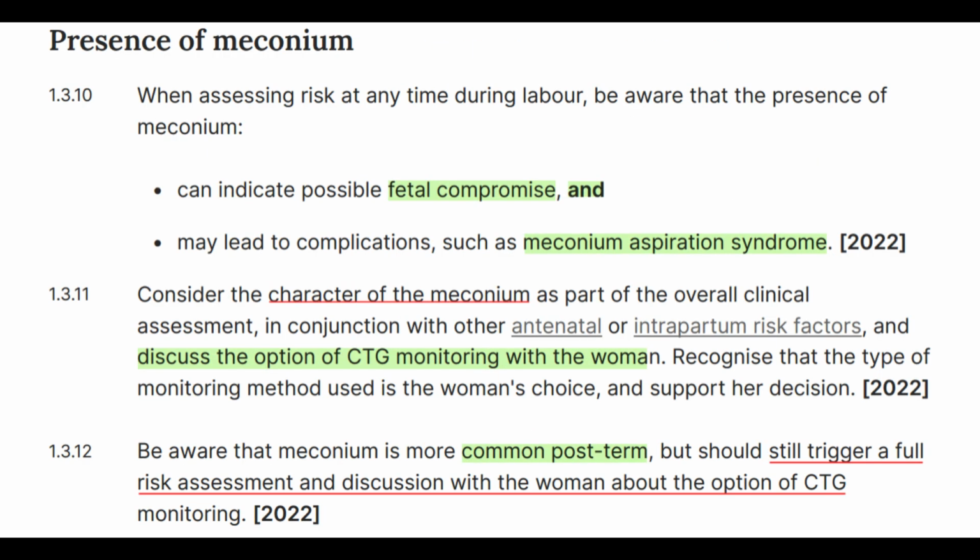Presence of meconium. When assessing risk at any time during labor, be aware that the presence of meconium can indicate possible fetal compromise, and may lead to complications, such as meconium aspiration syndrome. Consider the character of the meconium as part of the overall clinical assessment, in conjunction with other antenatal or intrapartum risk factors, and discuss the option of CTG monitoring with the woman. Recognize that the type of monitoring method used is the woman's choice, and support her decision. Be aware that meconium is more common post-term, but should still trigger a full risk assessment and discussion with the woman about the option of CTG monitoring.